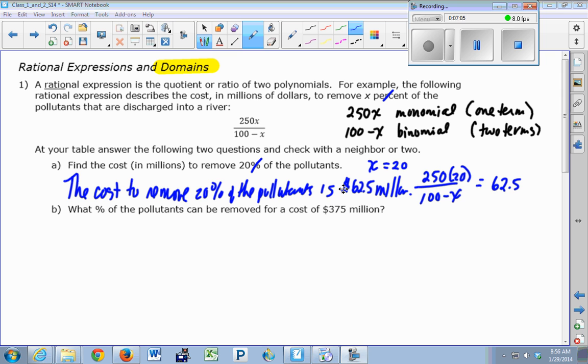It tells you that this rational expression describes the cost. So this thing that you're looking at is just like a neon sign saying, I'm the cost, I'm the cost, I'm the cost. So if you know what the cost is, 375, you can set that equal to 250 X over 100 minus X. Now, anytime you're working with any expression that has more than one term like this, a binomial, always put it in parentheses. That will help you as you simplify or work with the equation.